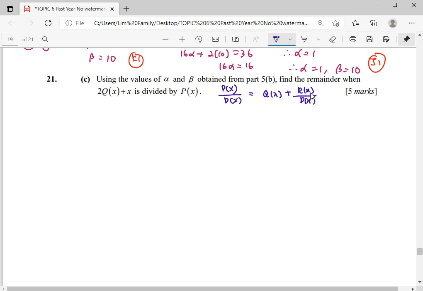Or another form is this: Px is equal to qx dx plus rx. So we have two forms. Normally, when we're doing factorization, it will be this form, because this is one factor, this is another factor, and then we don't have a remainder. So at the back here, 0.